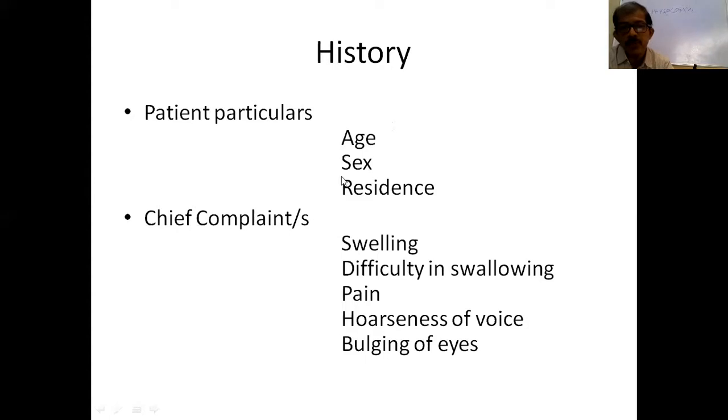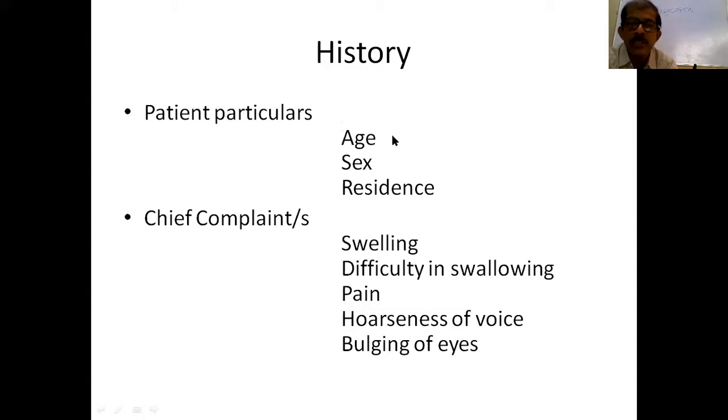Then the sex. Of course, you all know that thyroid diseases are common in females, maybe some 10 times commoner. But in a male patient, if there is a thyroid swelling, you have to suspect malignancy. That is another point which you have to bear in mind. So it is not very common to have benign diseases in males. So whenever you see a thyroid swelling in a male, first you exclude malignancy. May not be malignant. Common is still benign. But the frequency with which malignancy occurs in males is more than females.